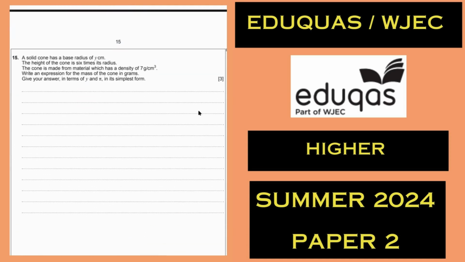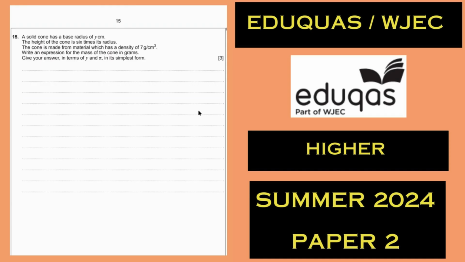Number 15, we have a solid cone. This is one of those where you feel like you might not have enough numbers. It doesn't matter, just get on with it. It's a solid cone. You're asked about density. If you refer to your formula, D, M, V. If you're wanting mass, you're going to need to do density times volume.